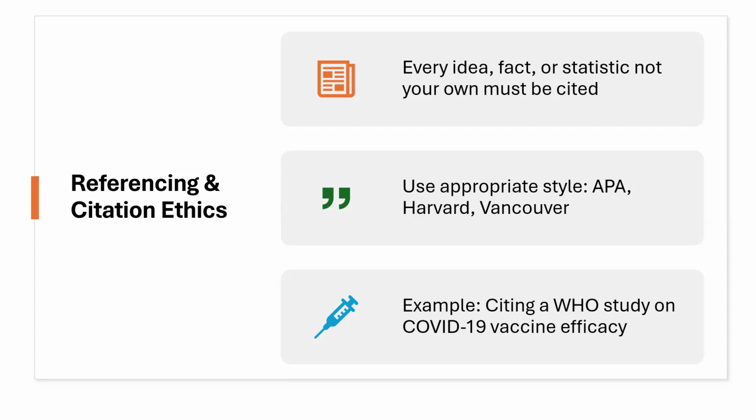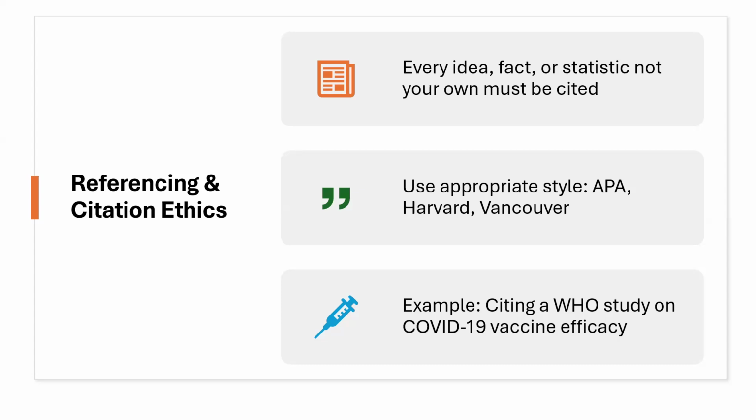It is called referencing and citation ethics. Every idea, fact, or statistic not your own must be cited. If you have used an idea or a fact, or mentioned in the discussion portion that your results match the particular results of another person, you have to cite that. You can use different styles according to the requirements of the institution or the journal. You can use APA, Harvard, or different styles of references and citation.